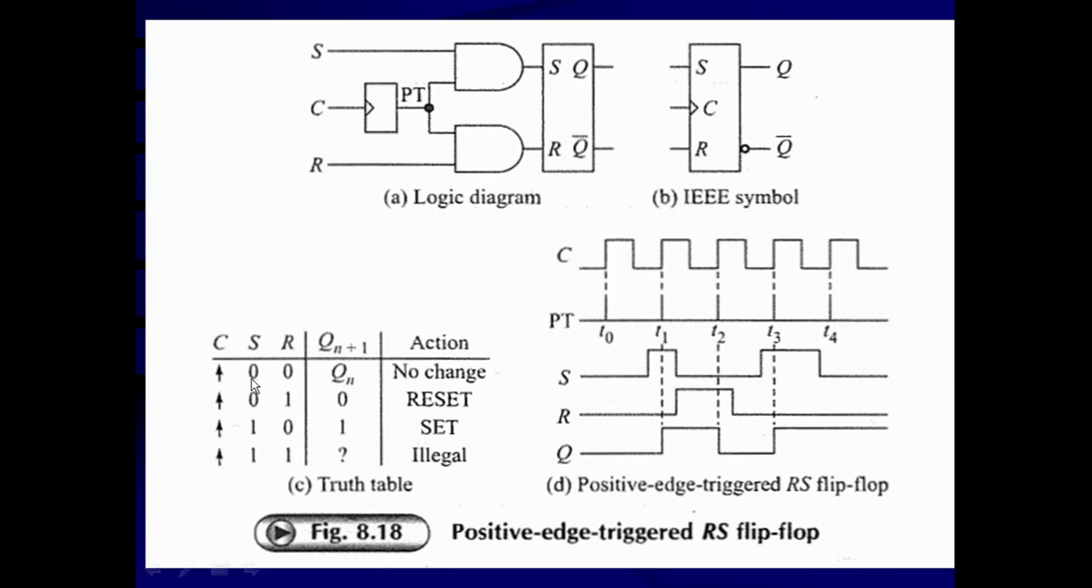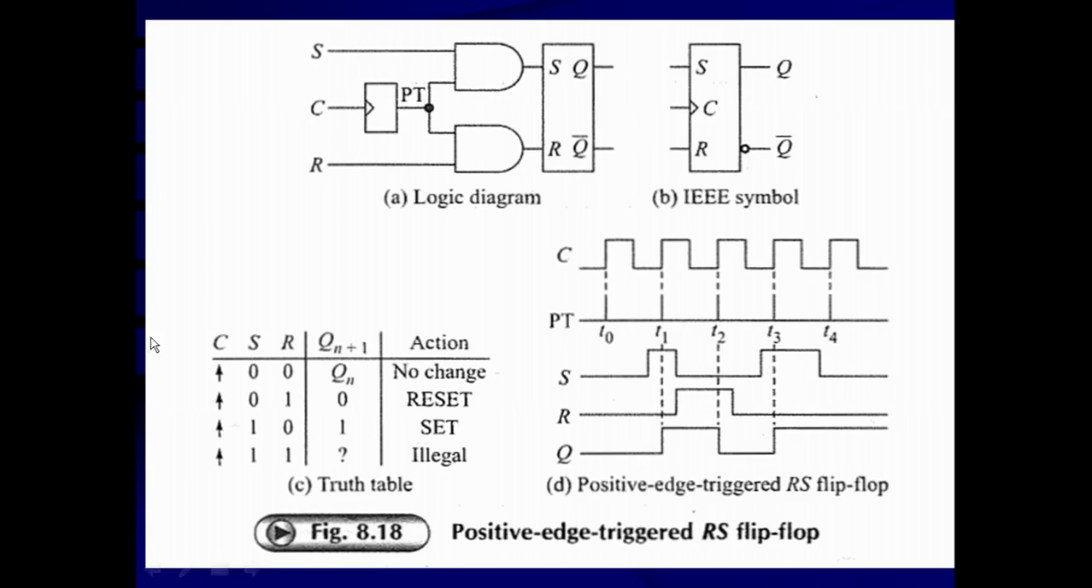That means if S is equal to 0, R is equal to 0, and a positive voltage spike occurs, shown by this vertical upward arrow, then it is a no change condition. That means the output does not change. The output remains as the previous output. So Qn plus 1 will be the same as Qn.